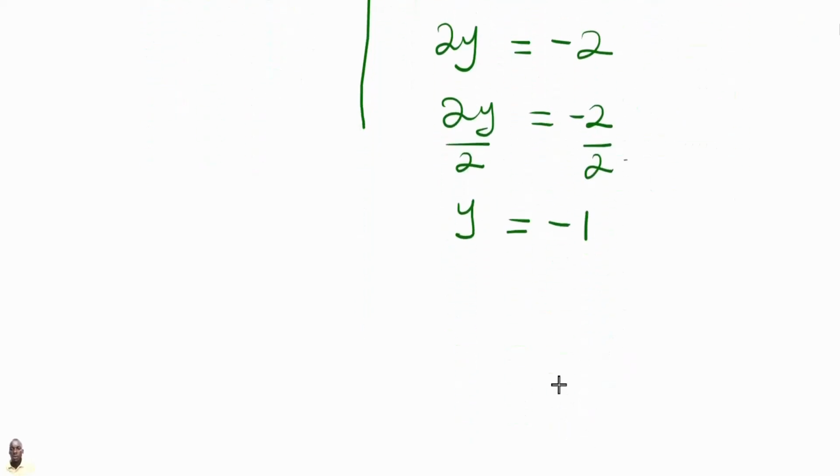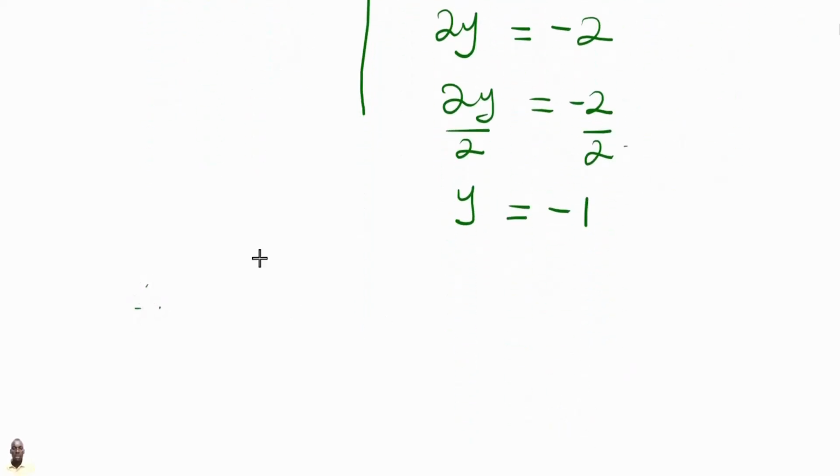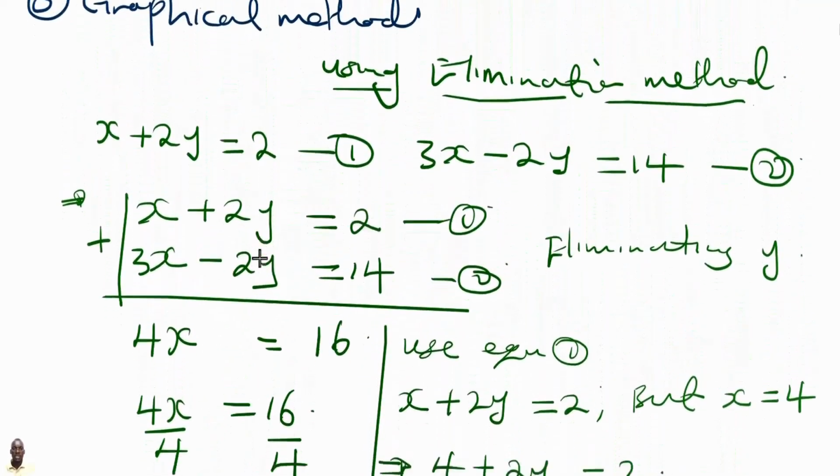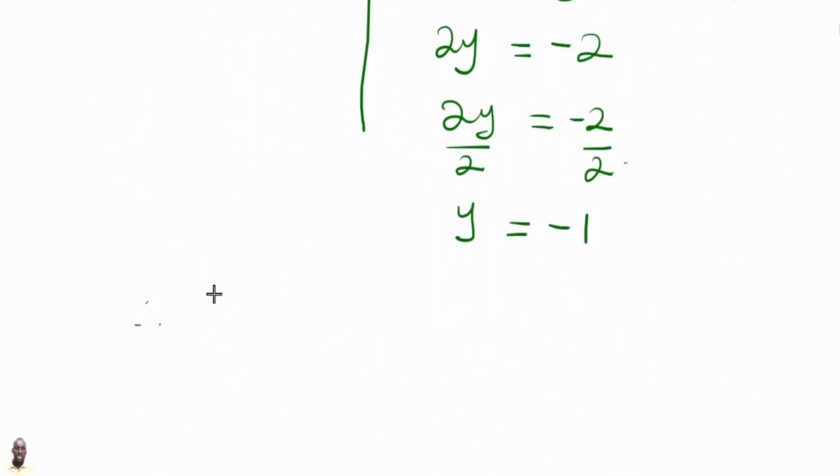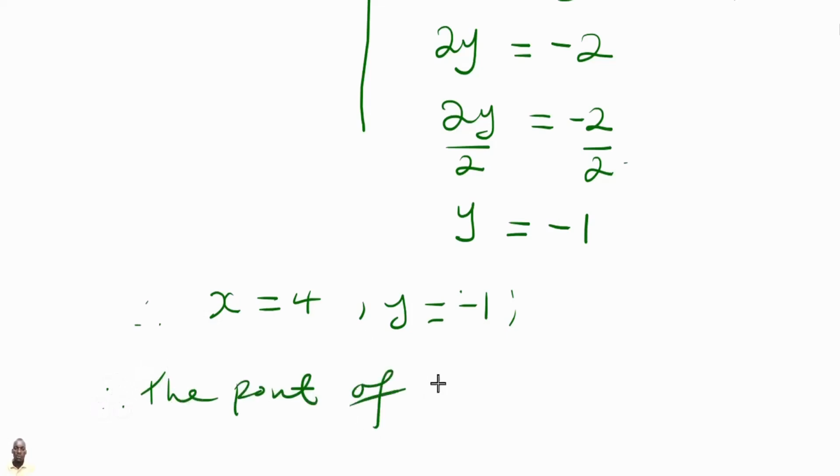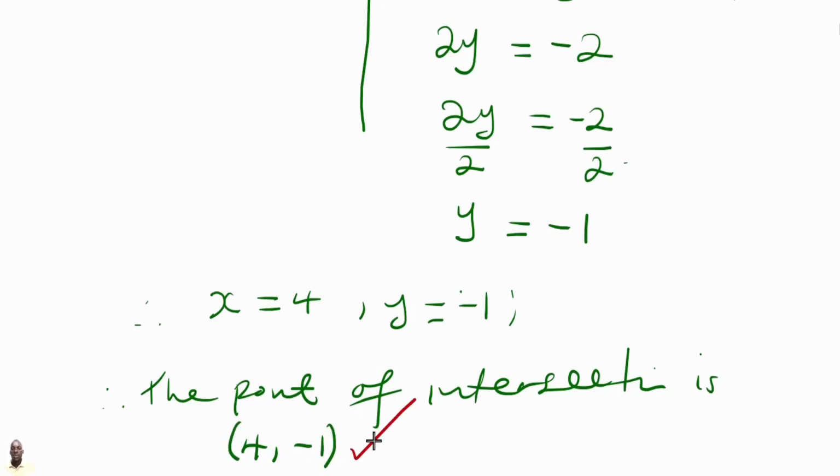We can now conclude that, remember the question wants us to find a point of intersection, and since we have got the x as 4 and y as negative 1, let us now put it in coordinate form so that it is a point, and we shall be in line with the question. So we can say that therefore the point of intersection is (4, negative 1). This is a point in coordinate form, so that one becomes our answer.